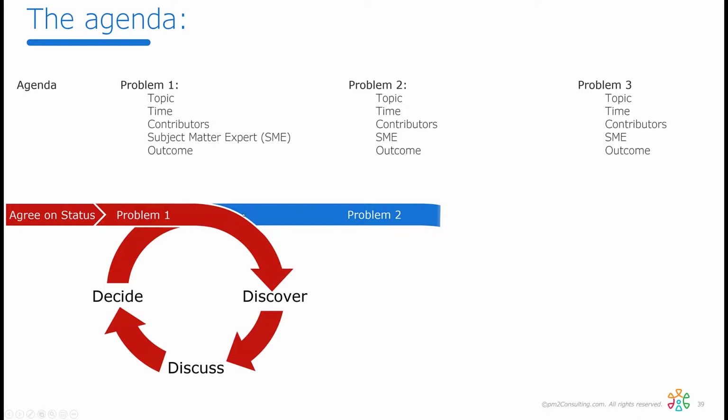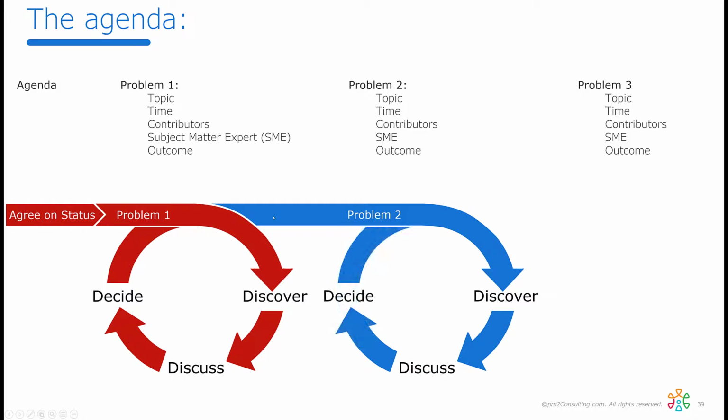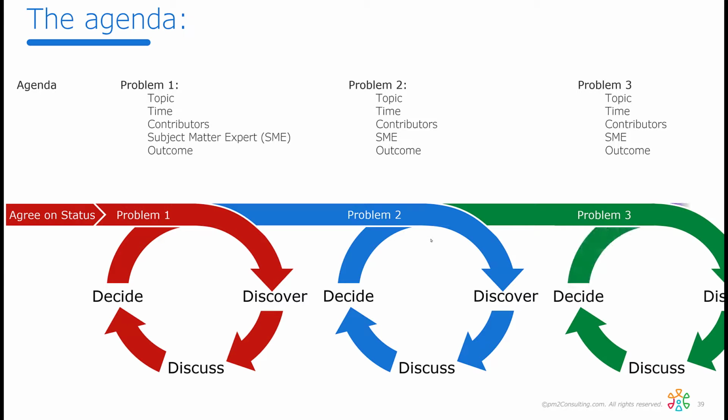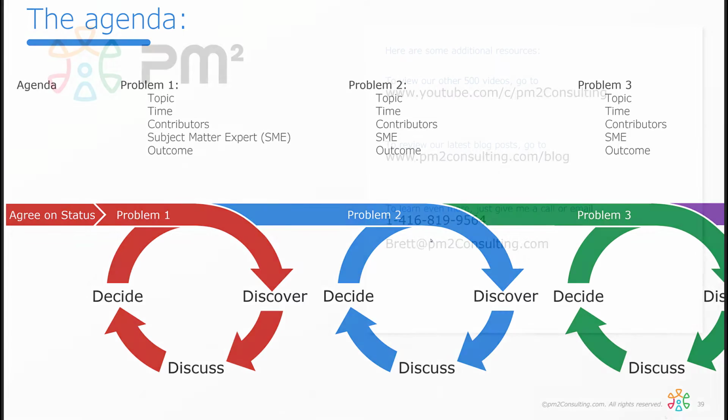The machine meeting then goes on to the next problem. And it's exactly the same process. Discover, discuss, decide. And again, we agree on the outcome and we move on to the next problem, discover, discuss, decide, and we keep repeating the process. So that's why I describe it as a machine. It's just a repeating process with a known methodology guaranteed to help us resolve issues. So that's what we talk about when I talk about the meeting operating as a machine.